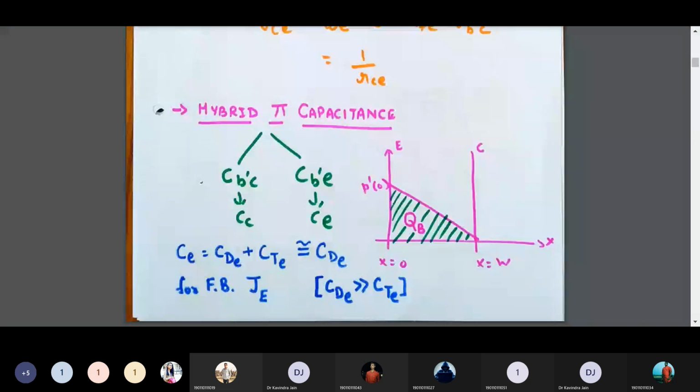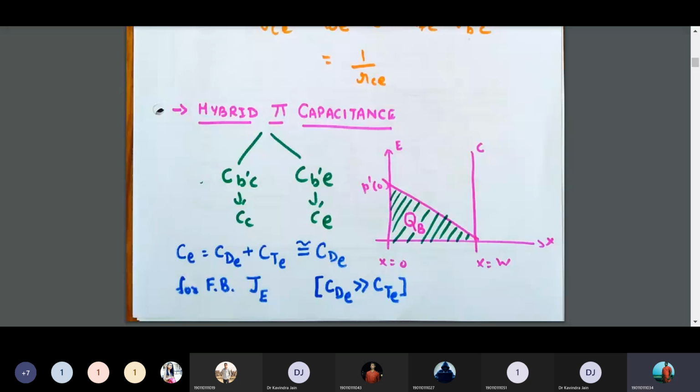Now, coming to the main topic of diffusion capacitance, that is CE. Now, we know that in the transistor, if we talk about junctions, there are two junctions, one is JE and one is JC. In the JE junction, if it is forward biased, then we always say that the diffusion capacitance is quite larger than transition capacitance. If my diffusion capacitance is larger than my transition capacitance, then CE is approximately equal to CDE directly. Okay, can I proceed further?